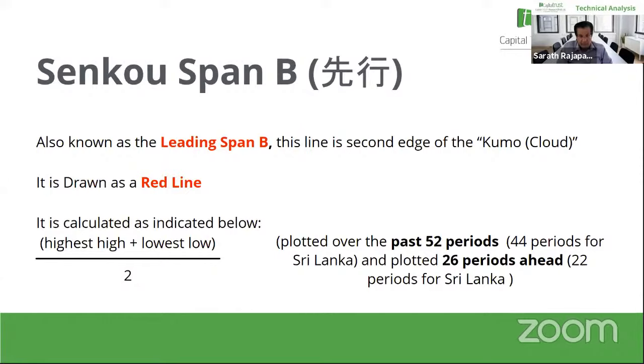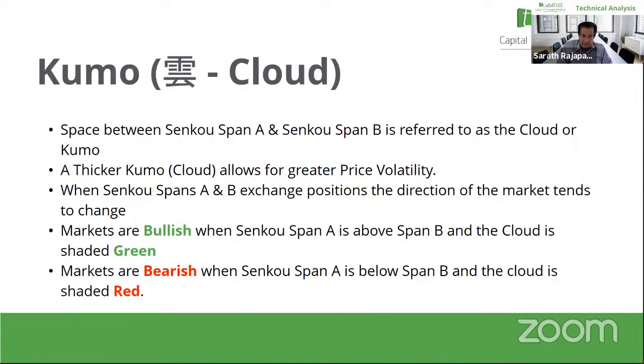Leading span B is the other border of the cloud. It can be the lower border or the upper border, and it's usually drawn as a red line. So the cloud can have a green line at the top or a red line at the top, and the bottom line will always be the opposite color. If the top line is green, the bottom line is red. If the top line is red, the bottom line is green. And the Kumo Cloud is bordered, as I mentioned before, by the two lines, A green and B red.